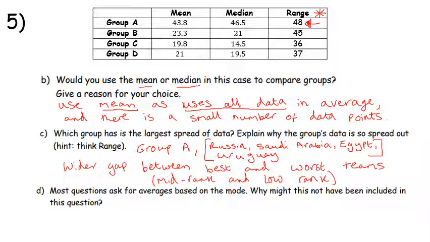Okay, so your sentence might look something like that. Ignore the bit in square brackets. Group A, there is a wider gap between the best and worst teams, mid-rank and low rank. So that's going to affect the spread of rankings in that set of data.